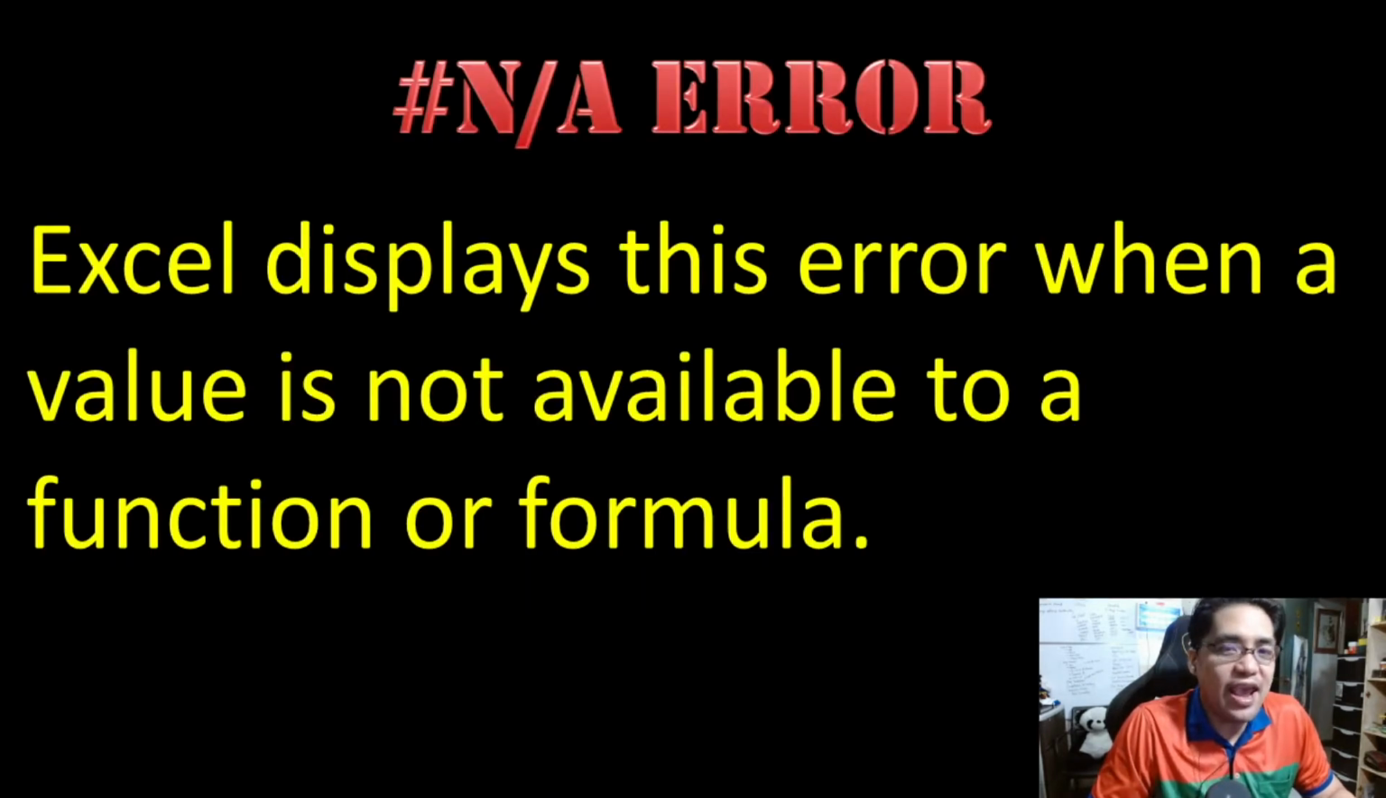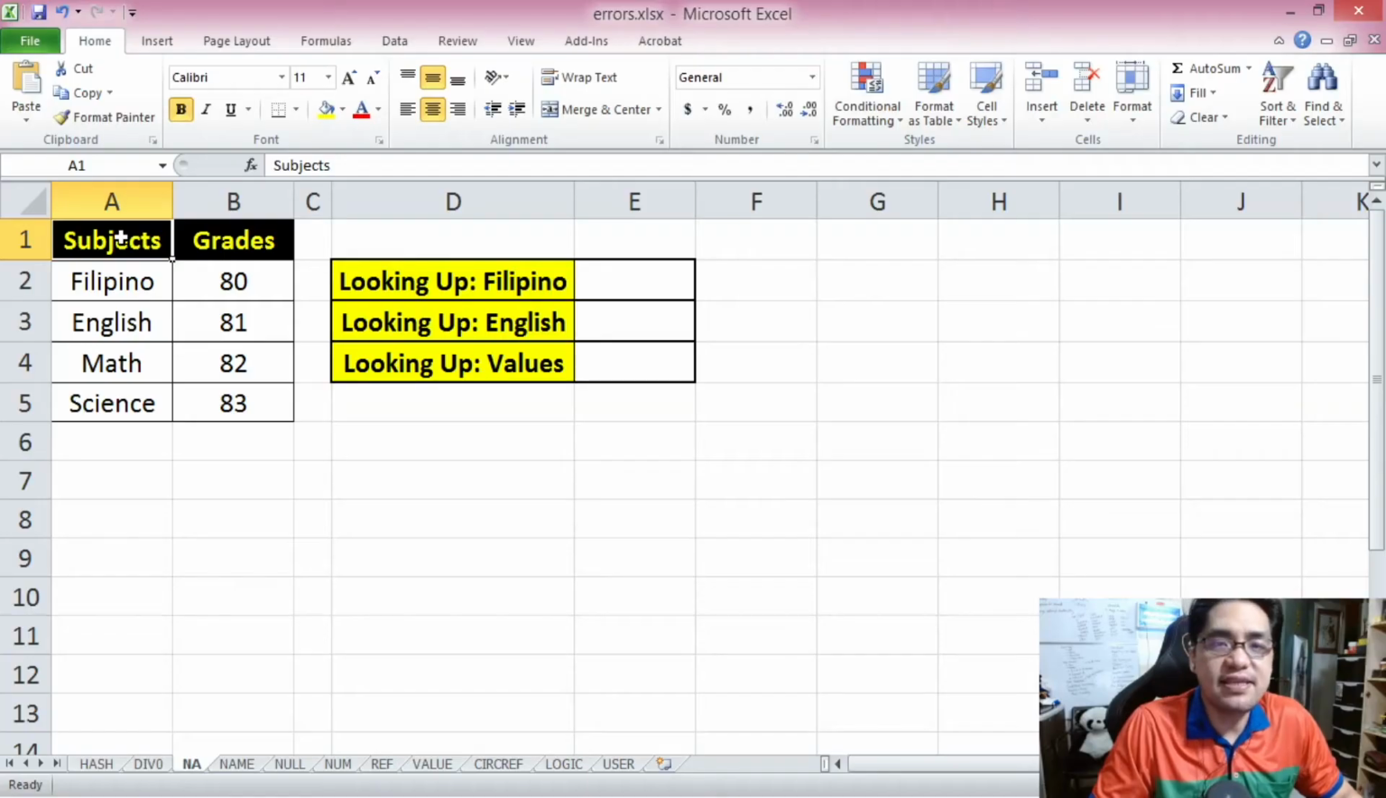The NA error, or the not applicable error. Excel displays this error when a value is not available to a function or formula. In other words, the NA error happens when you ask Microsoft Excel to find data or values that are simply not there. For this example of the NA error, I am going to use a function known as VLOOKUP.